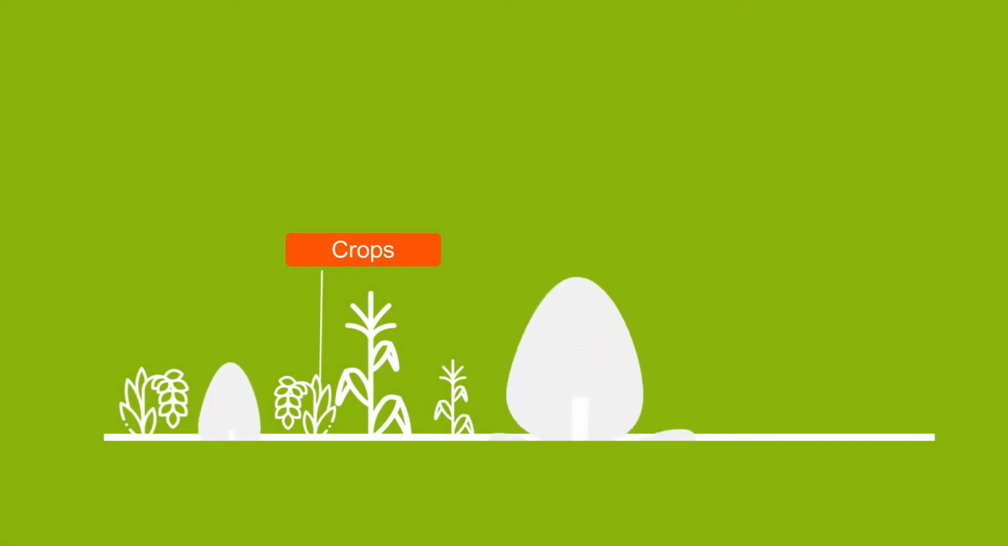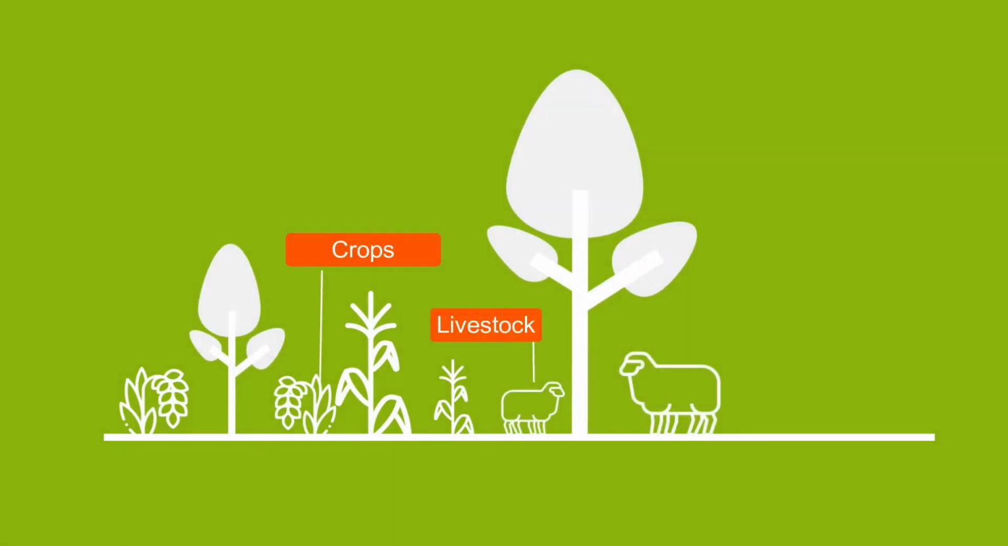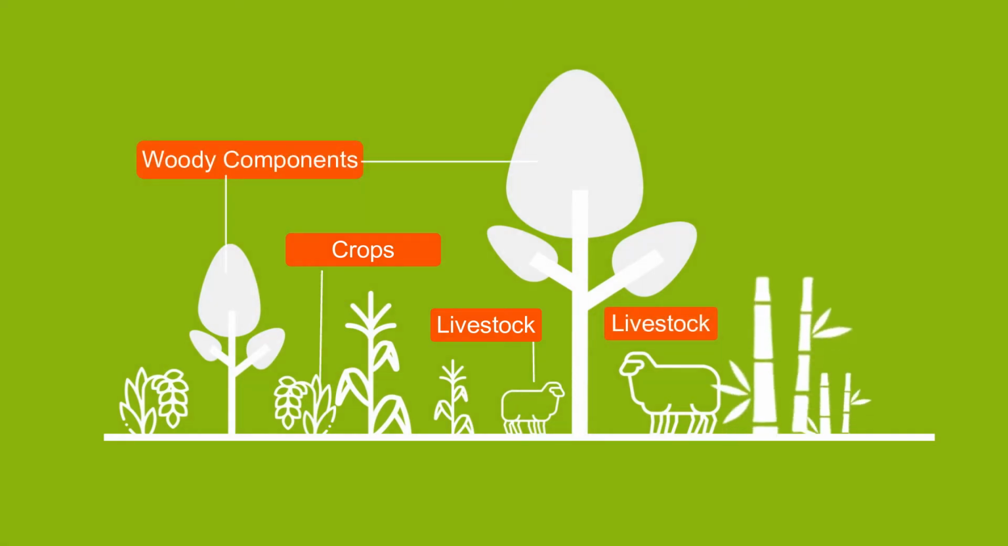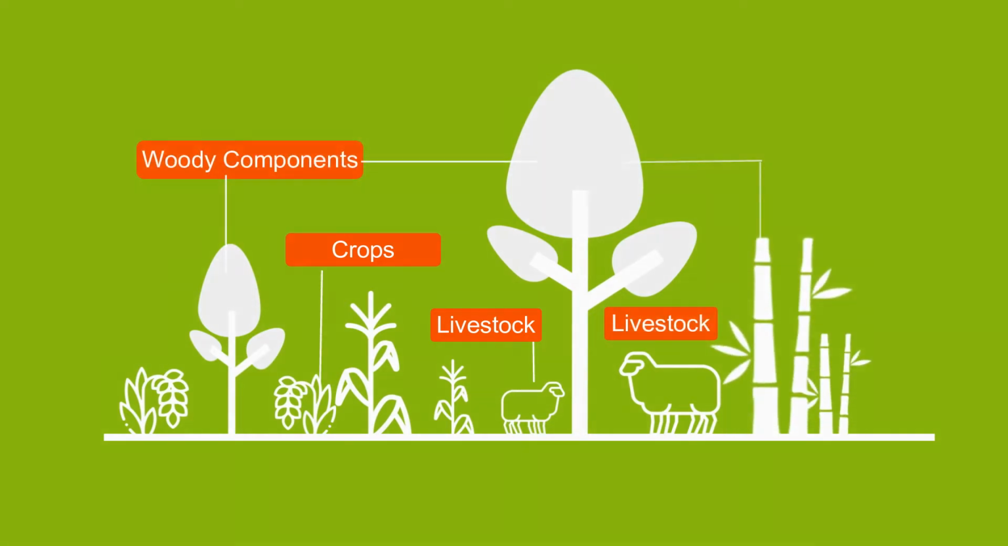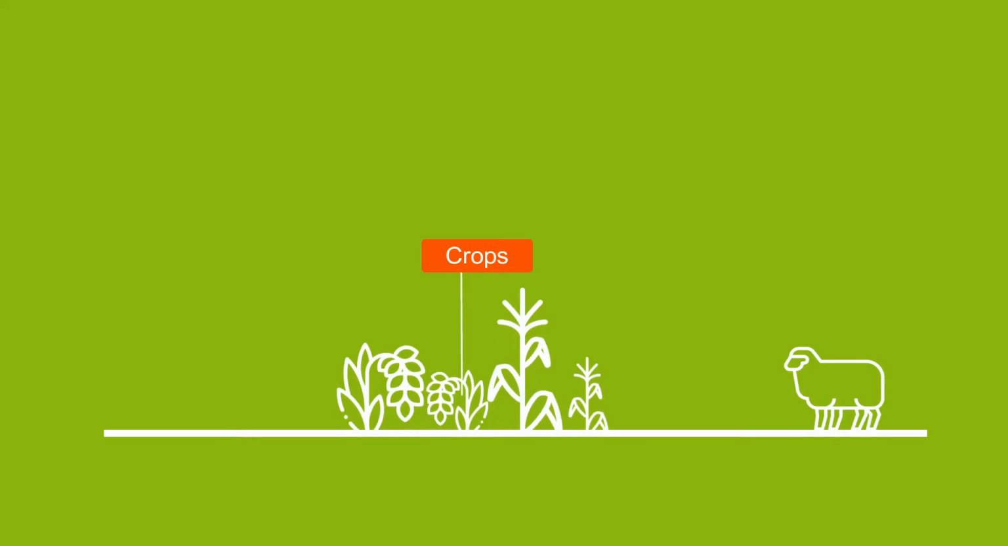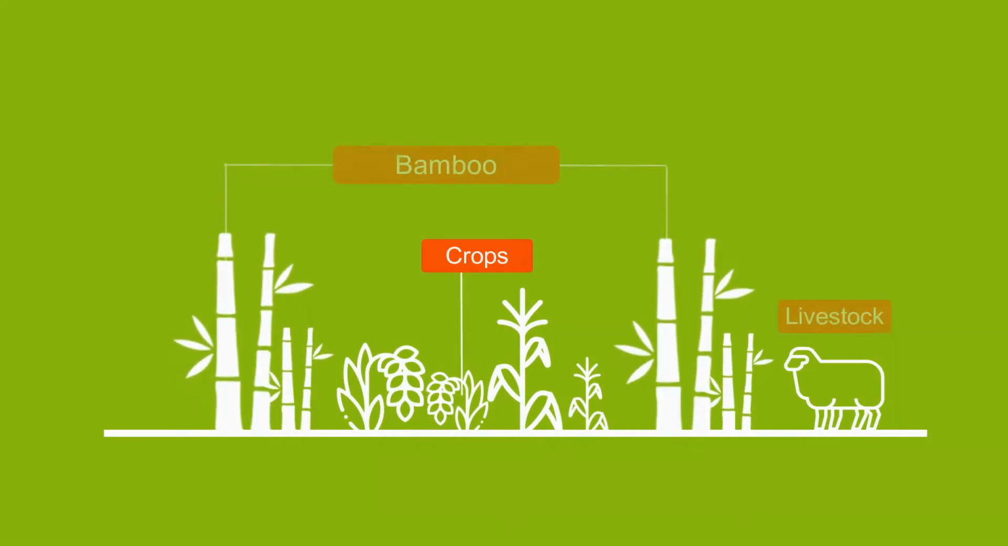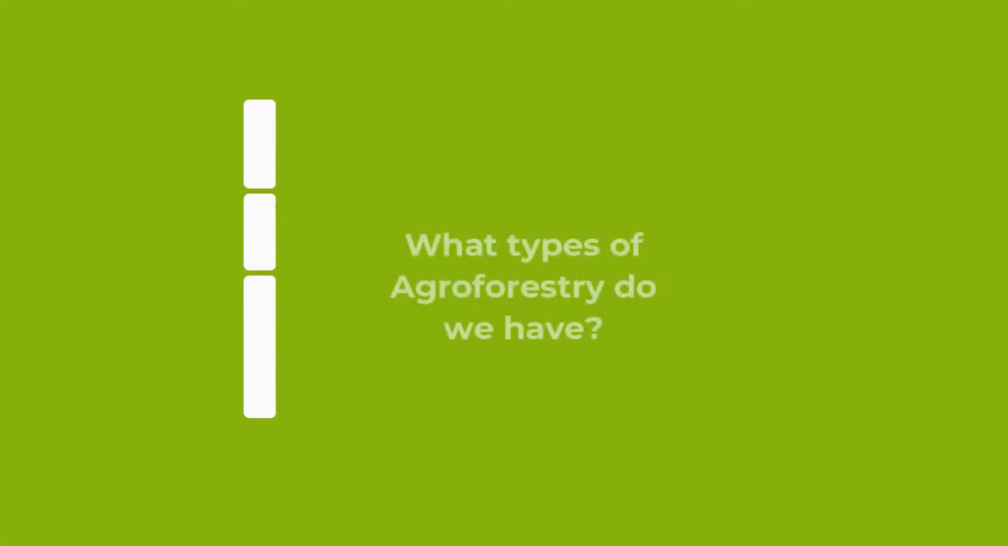Agroforestry is a combination of agricultural crops with a woody perennial component and livestock. The woody perennial component can be a tree or a shrub or bamboo. So when we say bamboo agroforestry, it is a combination of bamboo as a woody perennial component with agricultural crops and/or livestock.